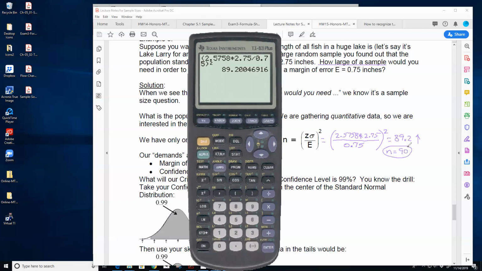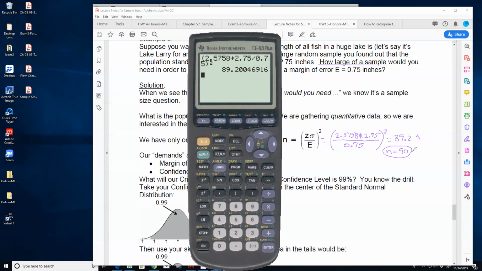So if we were to go and get a sample size of 90 and use that to construct a 99% confidence interval for the population mean, lo and behold, that margin of error E actually will only be 3/4 of an inch. So if I go 3/4 of an inch above and 3/4 of an inch below, why, that'll be 1.5 inches. Boy, the interval will only be 1.5 inches wide. And if you feel that's narrowed down enough, well, that's why you ask for that small of a margin of error.